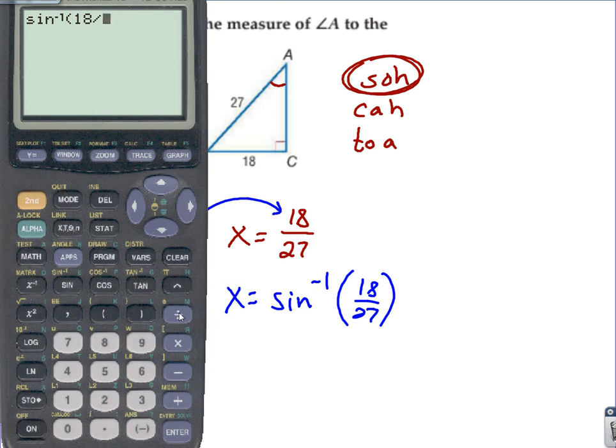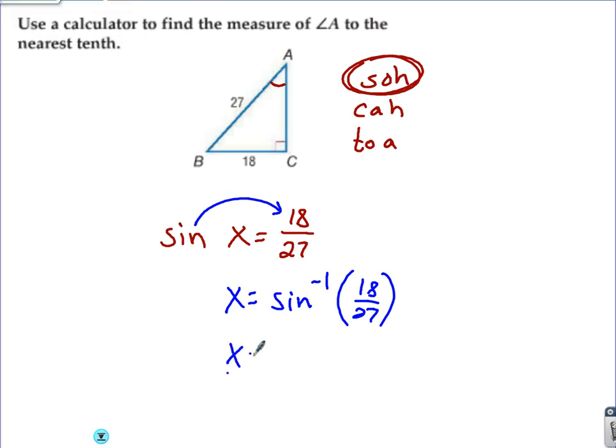The inverse sine of 18 over 27, close your parentheses, enter, 41.8 degrees. Most of the time it'll say rounded to the nearest degree, so x is about 42 degrees. So if you've got 18 and 27, you know that this is a 42 degree angle. You actually also know that this is a 48 degree angle from previous lessons. The three angles have to add up to 180.